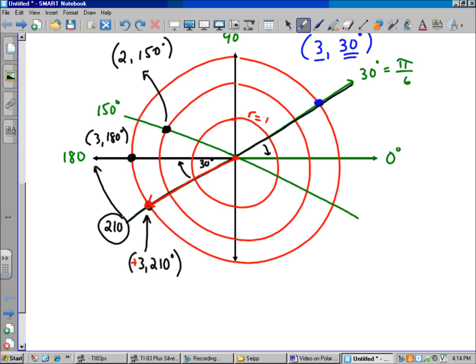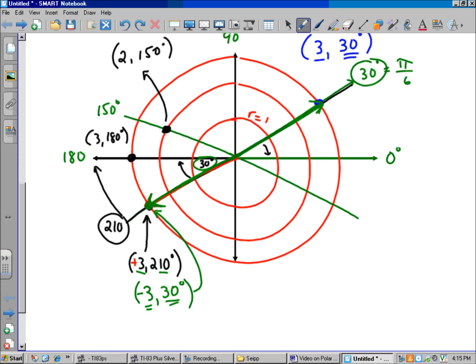The only tricky thing is that this point could also be named the point negative 3, comma, 30 degrees. Right? This point right here could also be named the point negative 3, comma, 30 degrees. Why is that? Well, instead of going towards the 30-degree line 3 units out, I would go away from the 30-degree line, right? The polar opposite, not towards the 30-degree line, but away from the 30-degree line. And I'm at the 30-degree reference angle, right? So I'm at this point 3 comma 210 degrees, which is also written negative 3 comma 30 degrees.